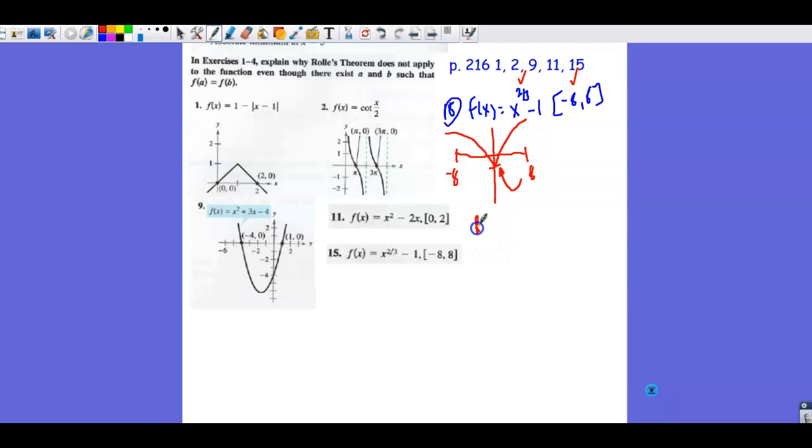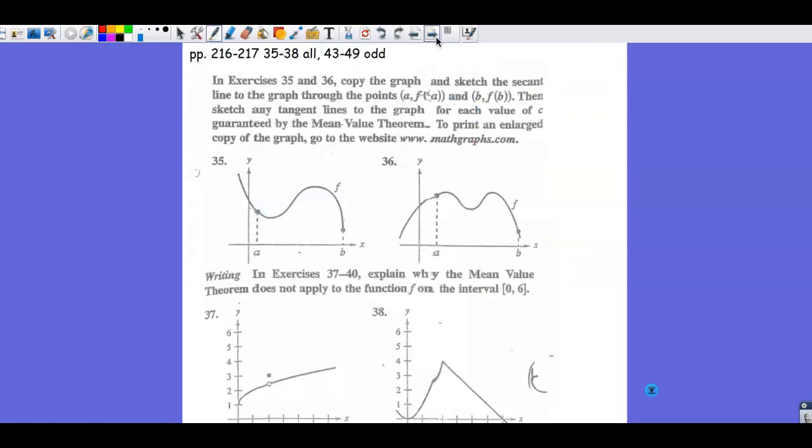So I would say Rolle's theorem does not apply because f prime of 0 is not defined, or you could say f is not differentiable if you wanted to use the specific words at x equal to 0. So Rolle's theorem does not apply. All right, so that's your Rolle's theorem practice. Let's go to the mean value theorem.